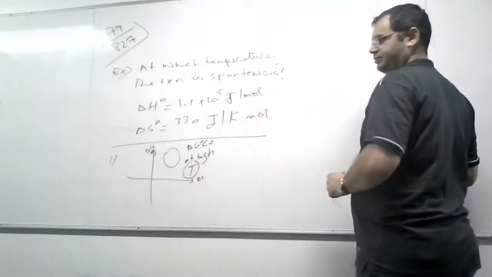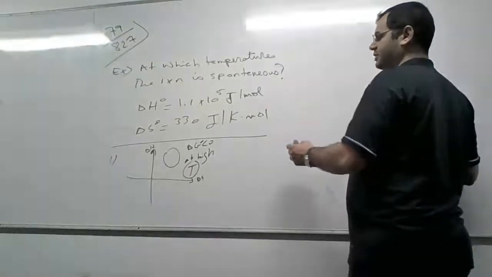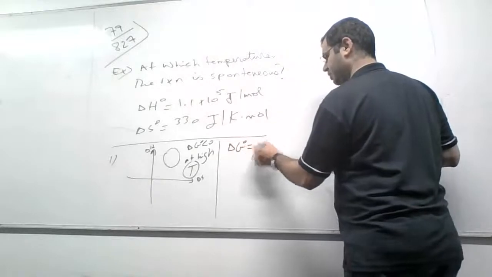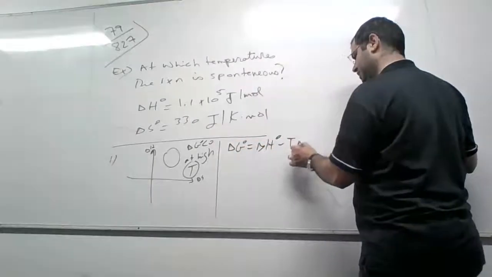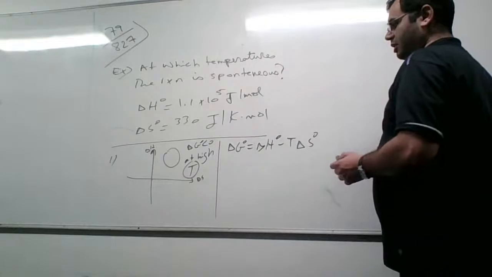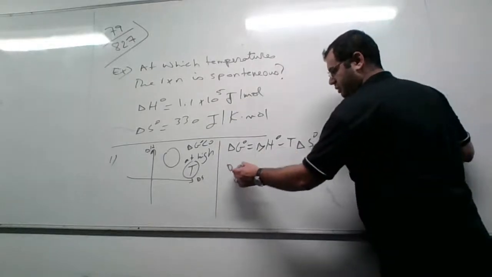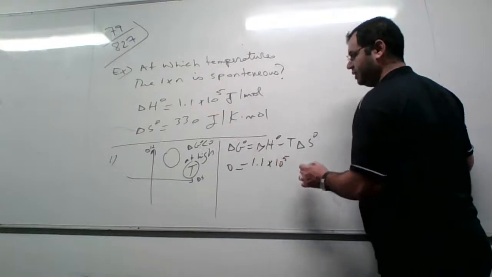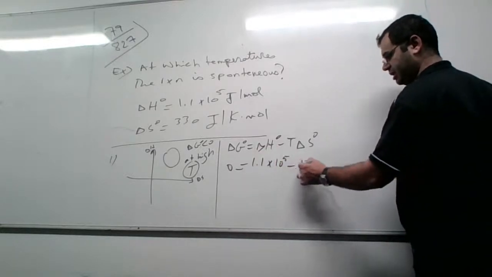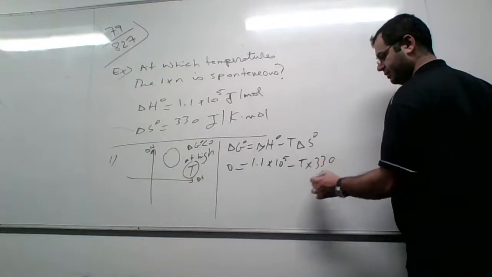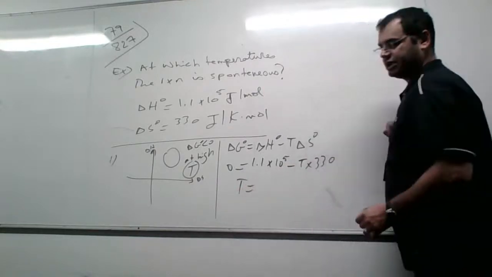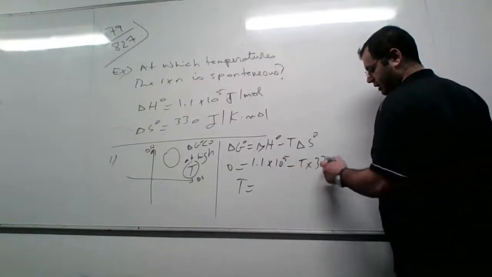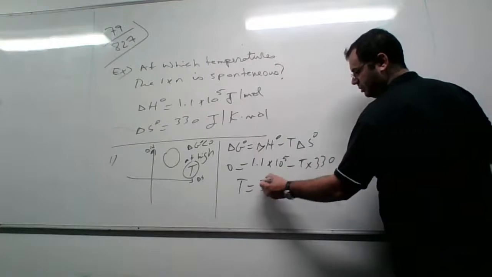Let's solve this. We are going to do this. Delta G is equal to delta H naught minus T delta S naught. So you put 0, you just put 0 equal, what's the value of delta H naught? 1.1 times 10 to the power 5. Again, consistency in units, minus T times 330. So T will be equal to what, guys, in this case? It's going to be 333. With two significant figures, it's going to be 330.